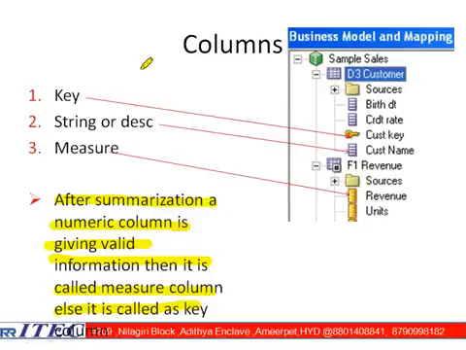Anyhow, in our OBIEE, how many columns are there? 3 columns are there. What are those, sir? Either key column, or string column, or measure column. Okay, these are the 3 types of columns available: key, string, and measure.